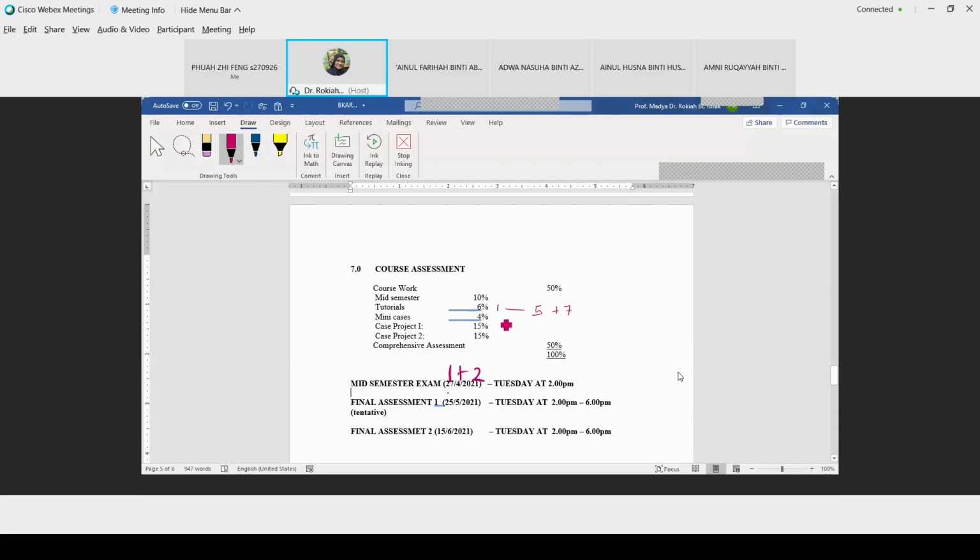And then the mini case here will cover a little bit on topic 2, and then also topic 6 and 8. Okay, so your two mini cases.